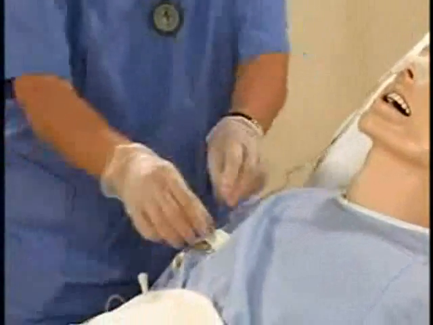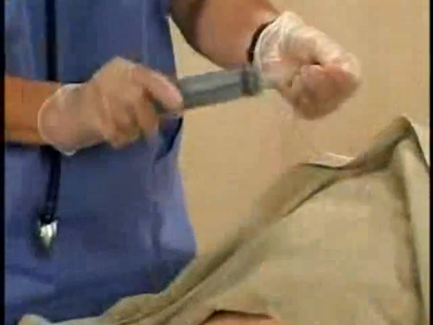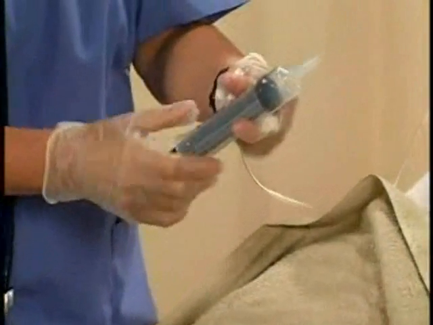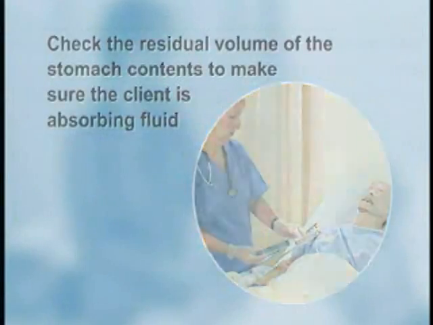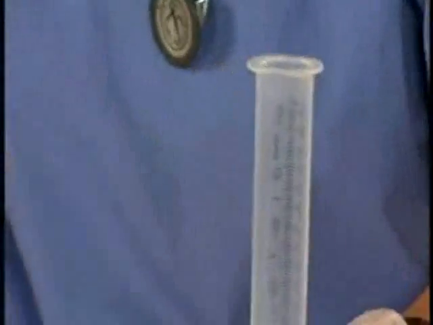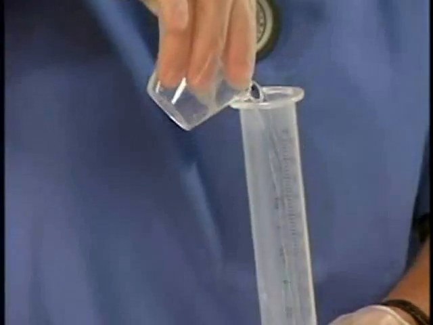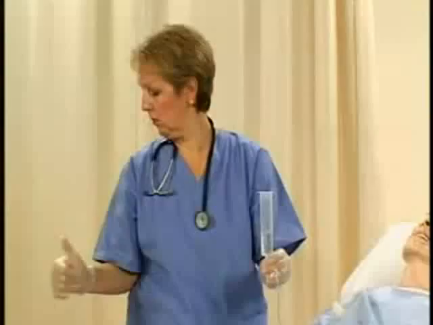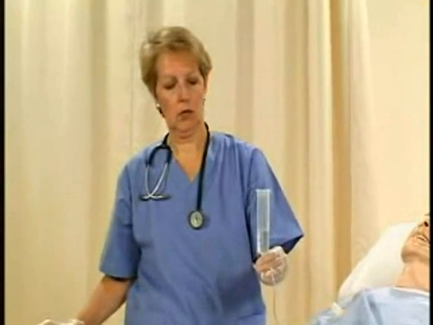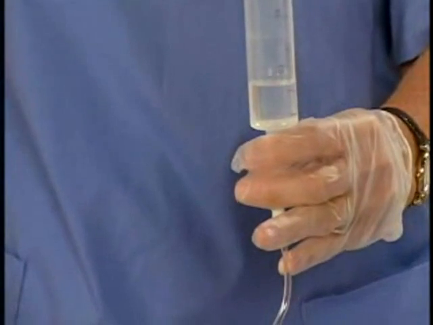Check the placement of the feeding tube or nasogastric tube before instilling anything but air into the tube. Check the residual volume of the stomach contents to make sure the client is absorbing the fluid that is being administered. After you have verified the NG tube is in the right place and that the client is absorbing, pour 20 to 30 milliliters of water into the syringe barrel of a 60 milliliter Luer-Lock syringe that is attached to the nasogastric tube. Flush the tube with the 20 to 30 milliliters of water.